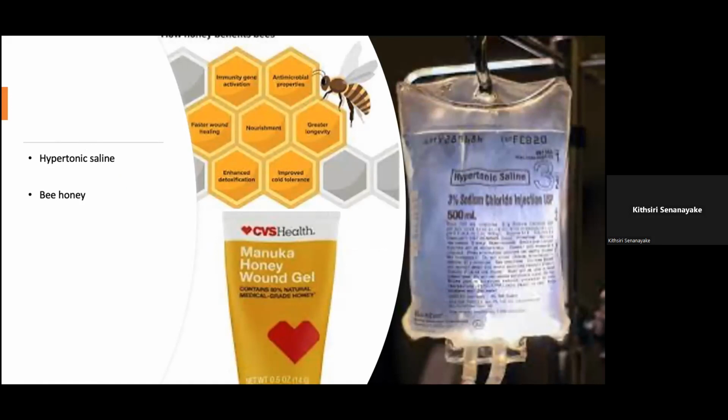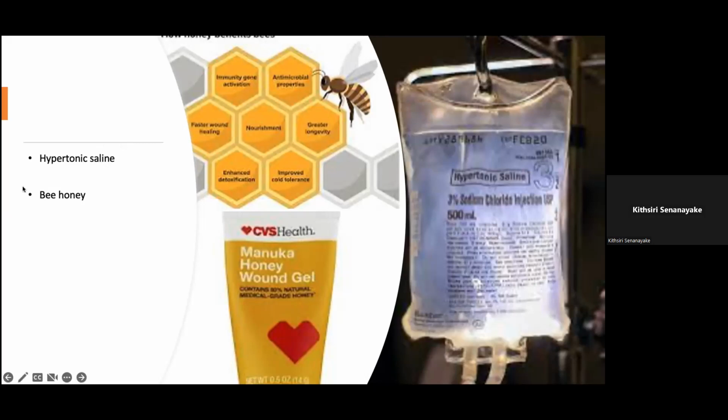And also, when you use these products, you need to think about the granulation tissue. If you have lots of granulation and only a little bit of slough, don't use hypertonic saline. And also, somebody asked why we can't use betadine. Actually, betadine kills the granulation tissue, and it delays wound healing. So if you have slough, you can use hypertonic saline.